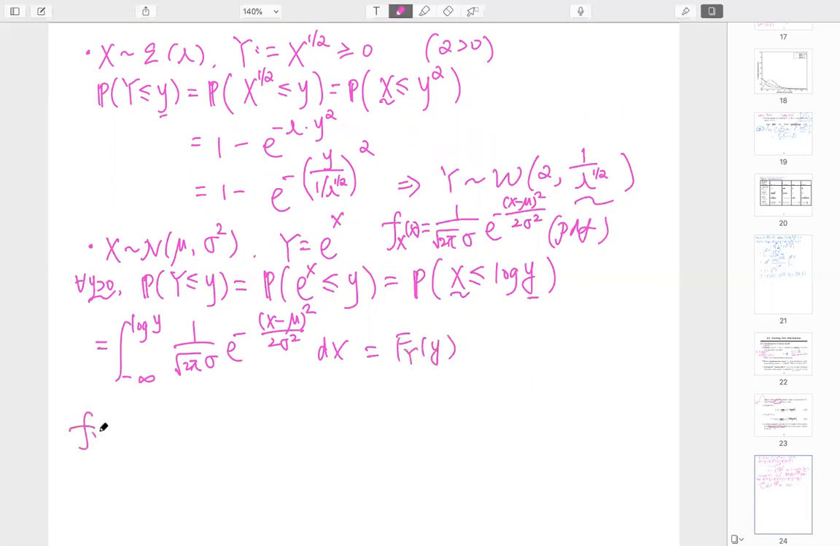So what is the PDF? The PDF is the derivative of the CDF, so I need to differentiate with respect to y. How do I differentiate? There is no y in the integrand, which is a good thing. There is a y in the upper point, but not in the lower point. So I need to differentiate the upper point and replace x by this upper point. By the way, this is the fundamental theorem of calculus.